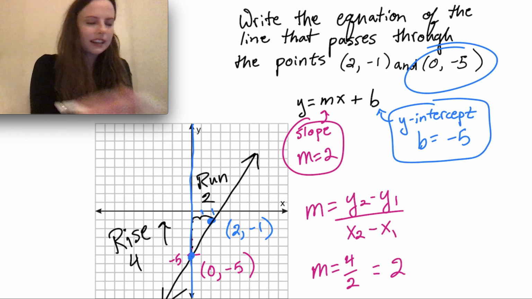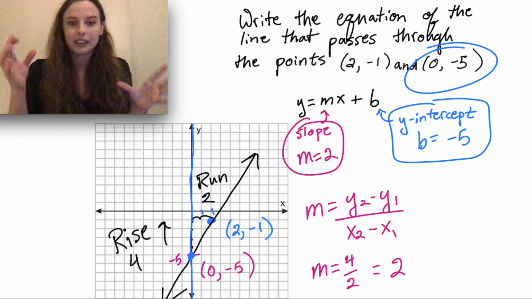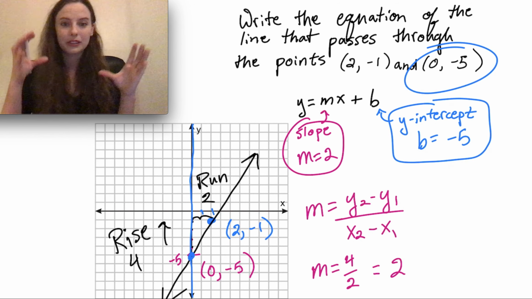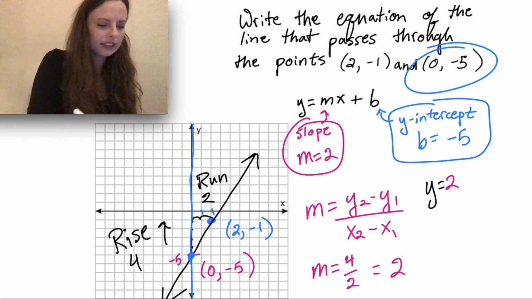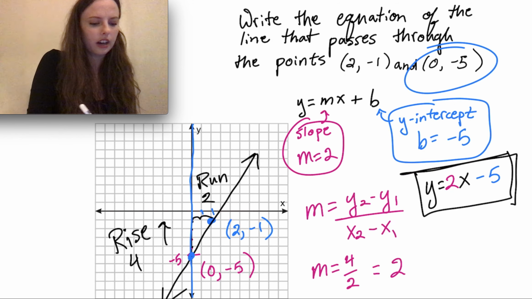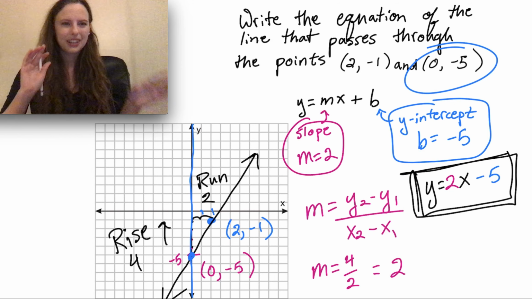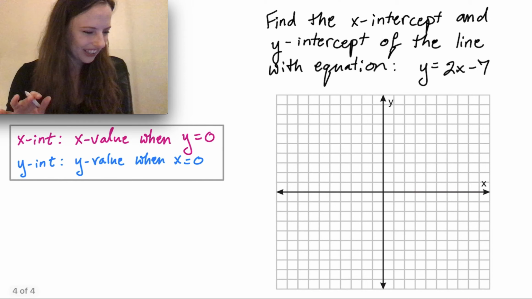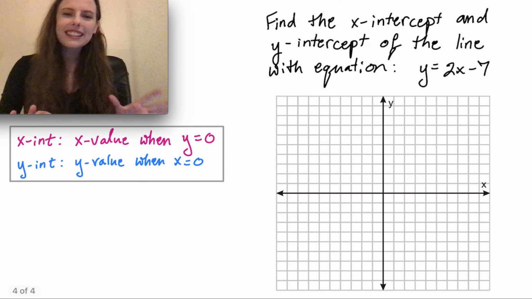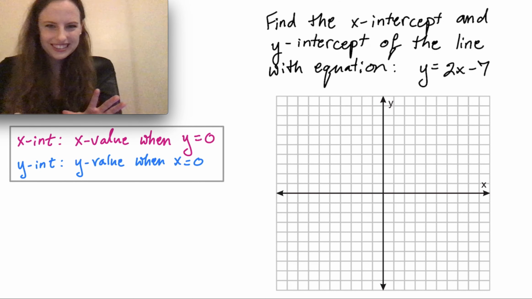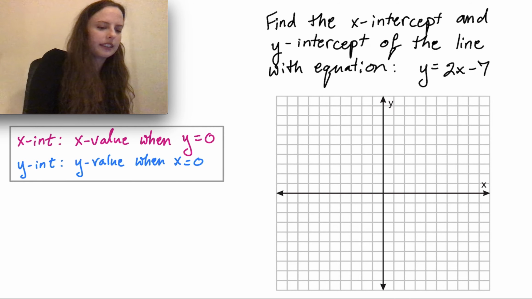Our last step then is to put it all together into the slope-intercept form. So we have y equals 2x minus 5. And there's our final answer of the equation of that line. Okay, now we're on to our last problem here. Find the x-intercept and the y-intercept of the line with this equation.